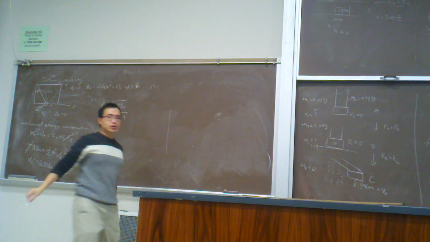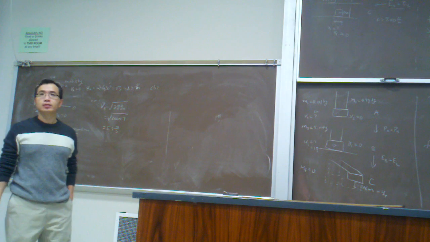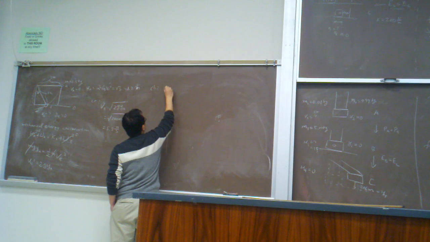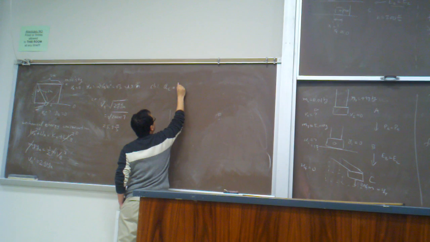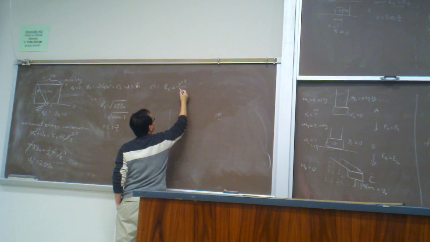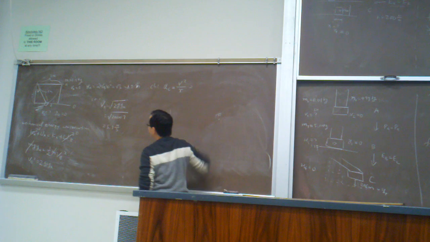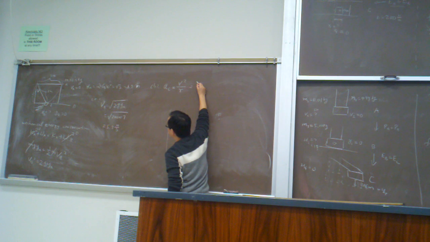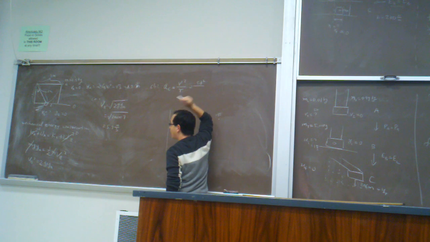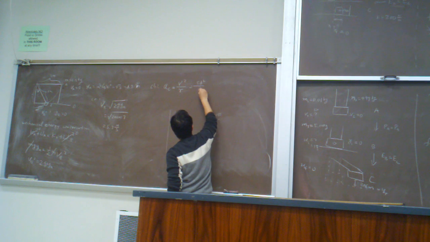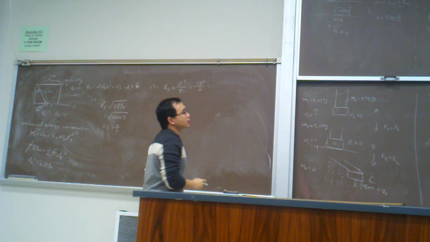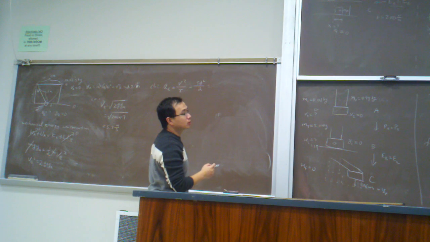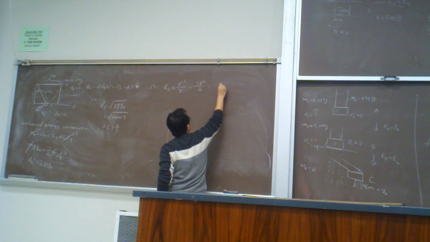How can we calculate the centripetal acceleration? By definition, centripetal acceleration equals V squared over R. So here what is V? 5.8. VB, 5.8. What is R? 2. The length of the string, 2. So you can get some number. Okay, we need that number.